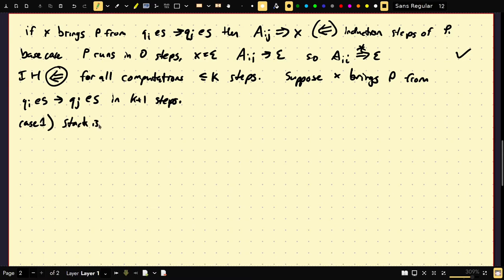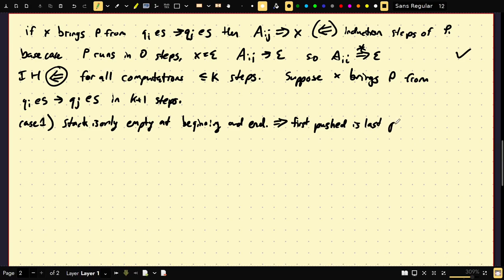Stack is only empty at the beginning and end. So what that means is the stack height might increase and decrease, but the first symbol pushed in is the last one pushed out, because it's never technically empty, right? So what that whole thing implies is that the first pushed in the very first step is the last popped. Remember, we start with an empty stack and we have to halt with an empty stack.